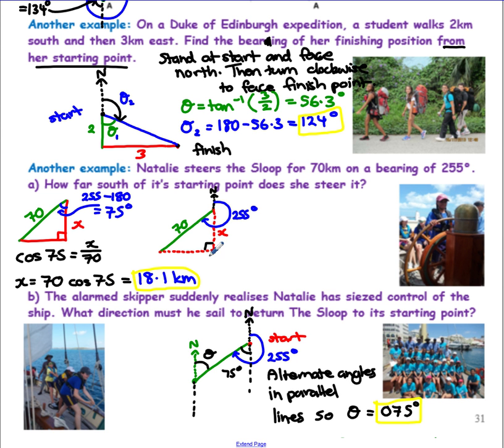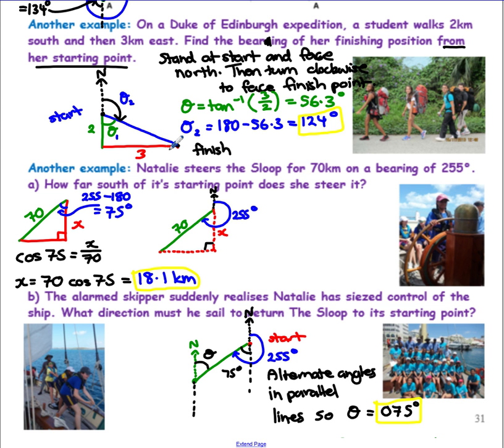Okay, so back to this question about the Duke of Edinburgh trip. So let's take the walk. The student walked 2 kilometres south, which I've drawn in green, and then 3 kilometres east. So they went south and then they went east. And notice it forms a little right angle here.